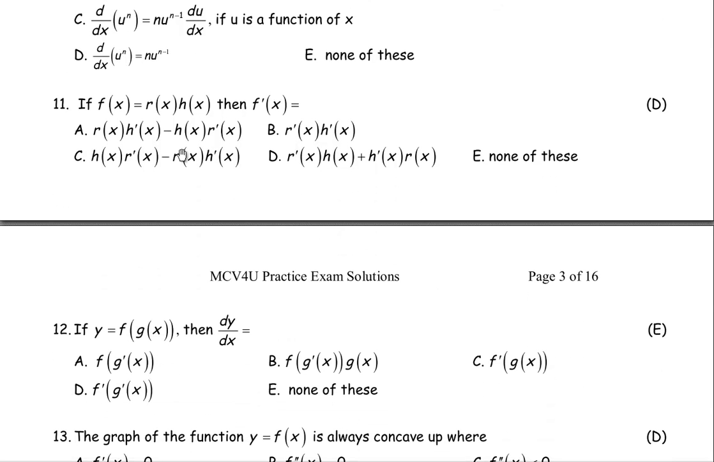For number 11, if f of x is r of x times h of x, then we would use the product rule here to find f prime of x. And so the product rule says it's the derivative of one of the functions, and it doesn't matter whether you differentiate r first or h first. It gives you the same thing, just written in a different order. So it's r prime times h of x, so derivative of the first function times the second plus, and then the opposite, the derivative of the h function times the r function. So that's the correct statement of the product rule.